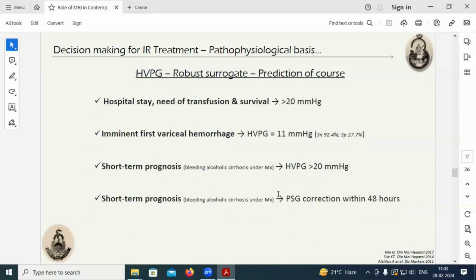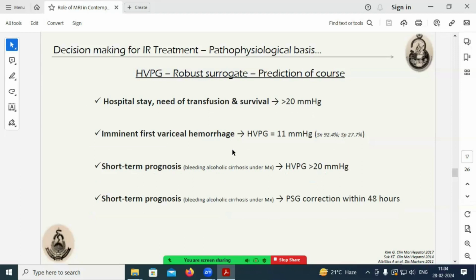And it can also help us prognosticate the patient, for explaining to the patient what the chances would be of having a prolonged hospital stay, what the chances would be of having a first variceal bleed, and in patients of alcoholic cirrhosis, what the short-term prognosis for the patient will be.